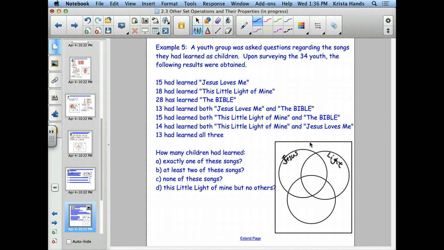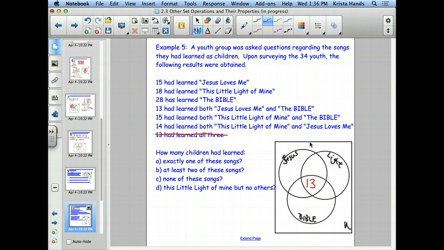And then the third one was the B-I-B-L-E, which I'll write on the bottom. And this is the universal set you on the outside. All right, got a lot of information. Which piece is the piece I should start with? The last one. This one says 13 had learned all three. So where does this piece of information go?